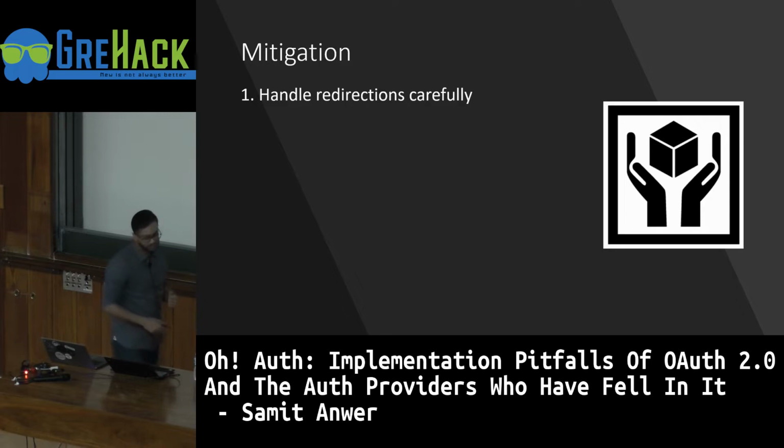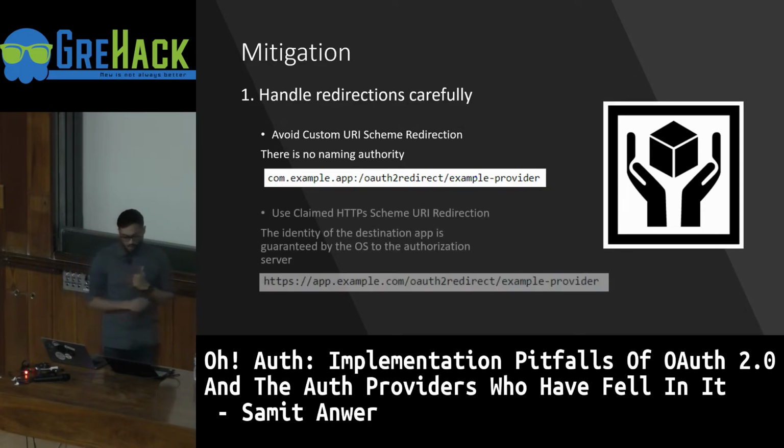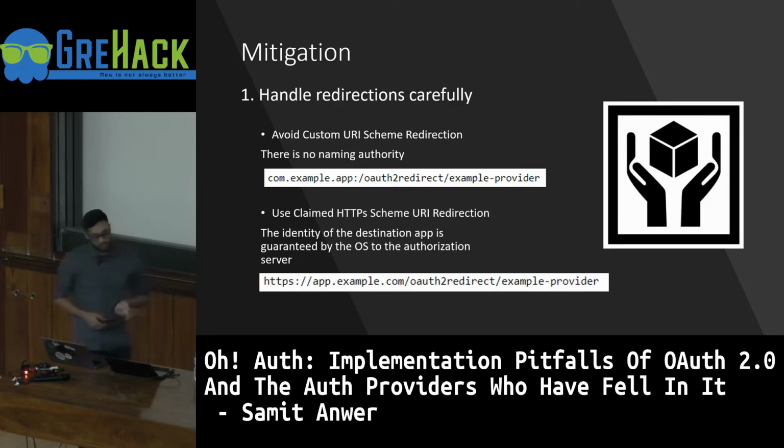So how do we mitigate this attack? You should not use custom URI schemes at all, because there's no naming authority and multiple apps can register for the same custom URI schemes. Instead, you should always use claimed HTTPS scheme URI redirection.